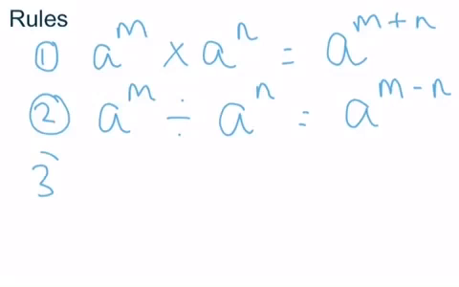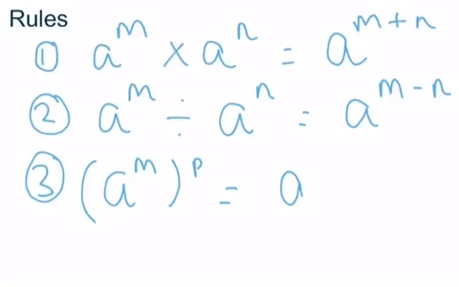Third rule then, if you have a to the power of m in brackets, and you raise all of that to the power of p, what you get is a to the power of m times p. So the rule here is if you have a base to a power and raise that to a power in brackets, and you're raising that whole thing to another power, you multiply the two powers. So here you're multiplying the m and the p to give you mp.